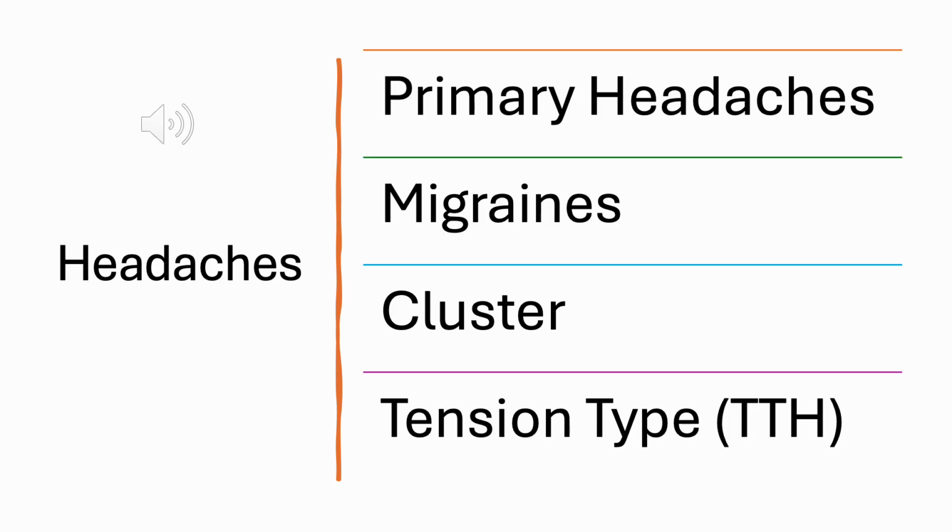And there's three types. There's migraines, cluster, and tension type headaches. I'm going to go into more detail with migraines and cluster headaches. Tension type headaches usually produce mild to moderate pain that is band-like around their head, and it's bilateral. In other words, it's on both sides of the head.